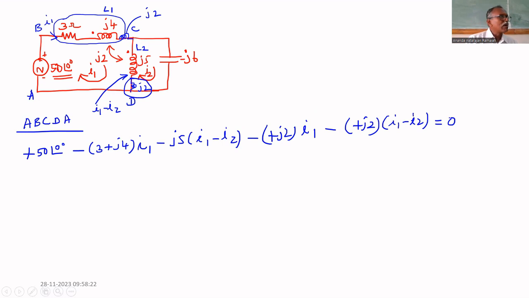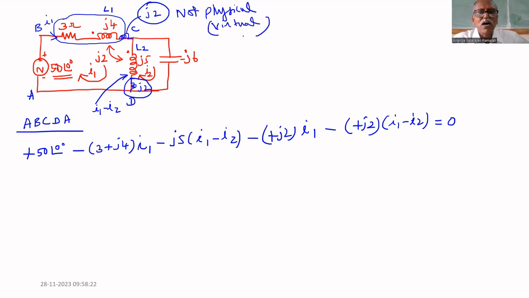The blue color inductors are virtual inductors. It is not visual, it is virtual. It's the effect in that coil. This j2 is not physical, it is virtual. This is also virtual. We are assuming that it is there. Do you understand this? Okay. Now we have to simplify this.